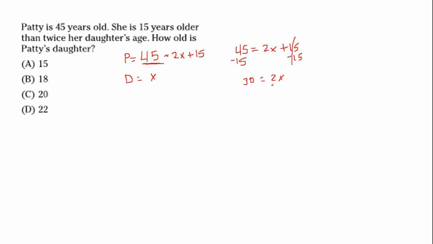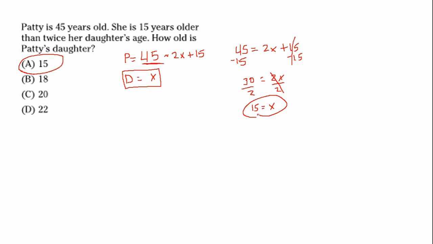To get 2x by itself, we divide both sides by 2. 2 divided by 2 becomes 1. 30 divided by 2 becomes 15. 15 equals x. And over here I said her daughter's age is going to be represented by x. So her daughter is 15 years old.